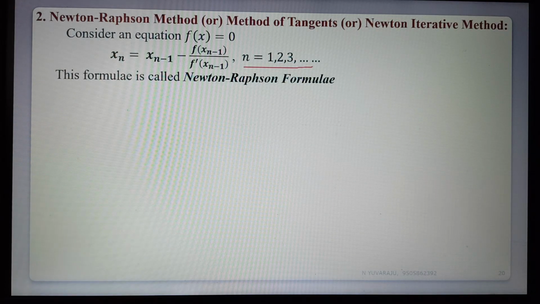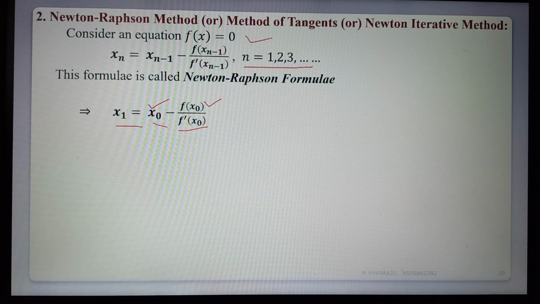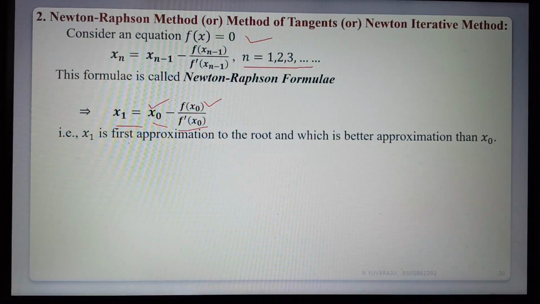First, substituting n is equal to 1, we get the first approximation x1 in terms of x0. x0 is the initial value; if it is given in the question we use it, otherwise we have to find x0. How to find x0, we will see in the example. So x1 is equal to x0 minus f of x0 by f dash of x0. Finding f of x and f dash of x and substituting here, we get the first approximation. That is x1, the first approximation to the root, which is a better approximation than x0.